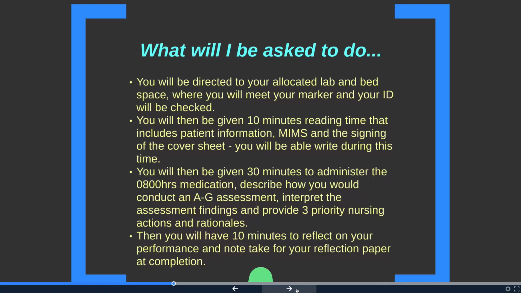You will then be given 30 minutes to perform your OSCE, and this includes the administration of 8 o'clock medications, describing how you would conduct an HG assessment, interpreting the assessment findings, and providing 3 priority nursing actions and rationales. Once that 30 minutes has been completed, you will have 10 minutes to reflect on your performance and note take for your reflection paper at completion.